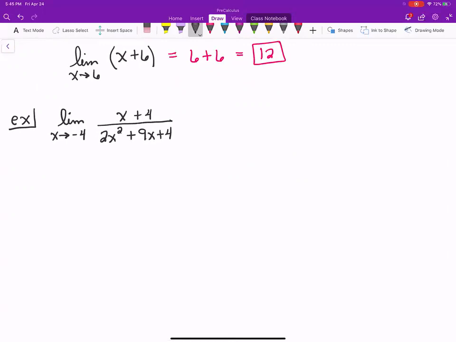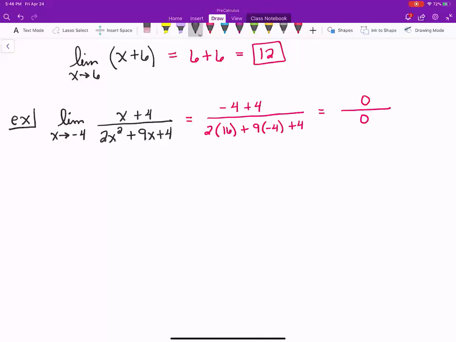For that one, if you had done it through a direct substitution, which should always be your first approach, you would get a negative 4 plus a 4, which is, of course, 0. But don't just think it's 0 and move on, because if it's not, you'll have a problem. Negative 4 squared is 16. 9 times negative 4 plus 4. So you have 0 in the numerator. And then in the denominator, you'll get 32 plus negative 36 plus 4. That also ends up being 0. Again, 99% of the time, that does mean that the limit does exist.